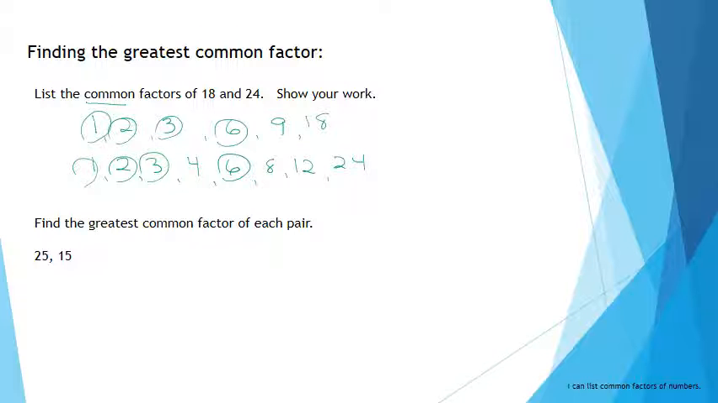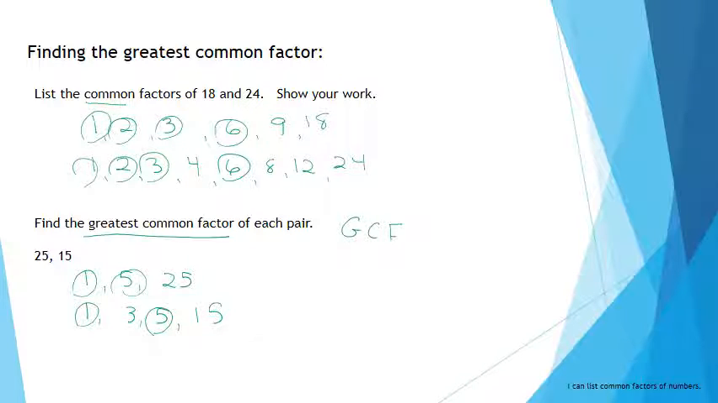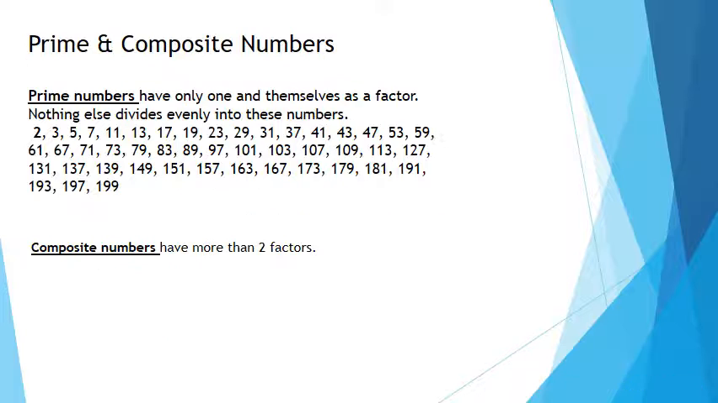You may also be asked to find the greatest common factor, or GCF, of a number. The factors of 25 are 1, 5, and 25. Factors of 15: 1, 3, 5, and 15. The number that is common in both, 1s are common and the 5s are common. The greatest common factor is 5 because it's the biggest number in both lists.